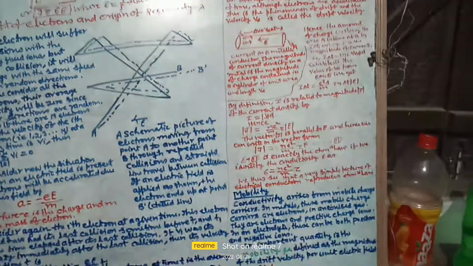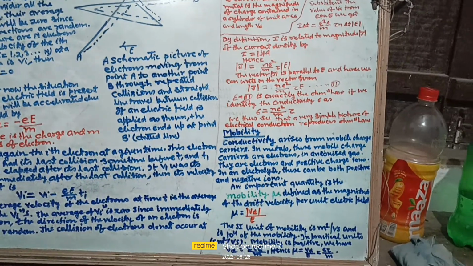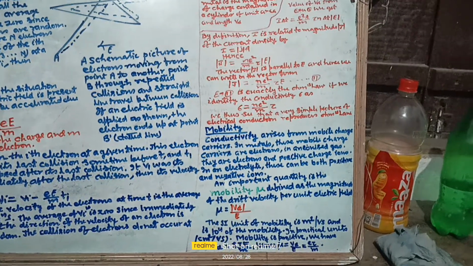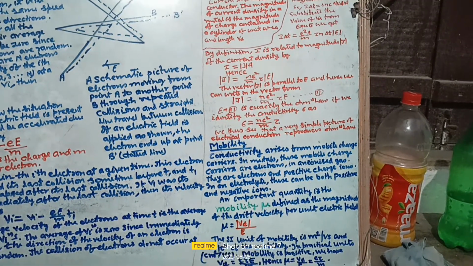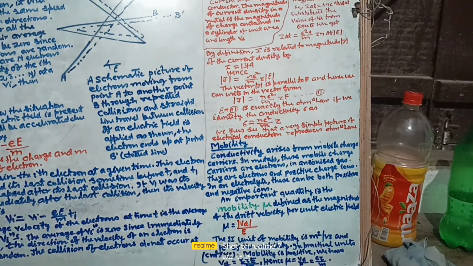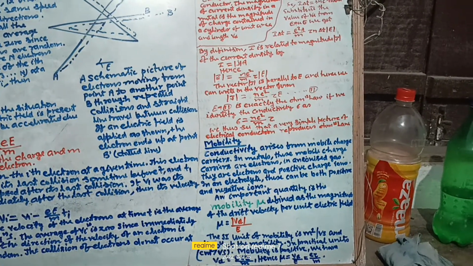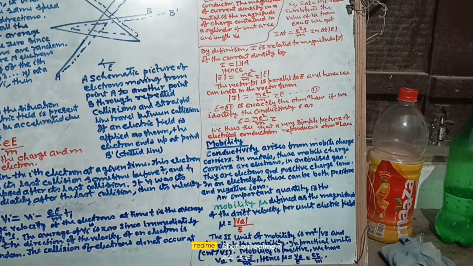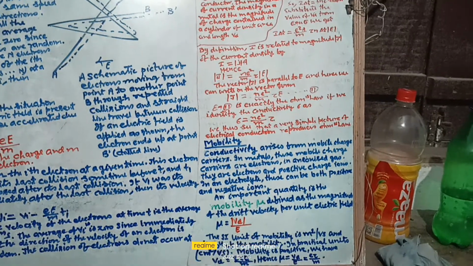Mobility: conductivity arises from mobile charge carriers. In metals, these mobile charge carriers are electrons. In an ionized gas, they are electrons and positive charged ions. In an electrolyte, these can be both positive and negative ions.